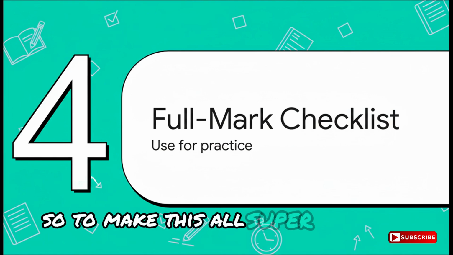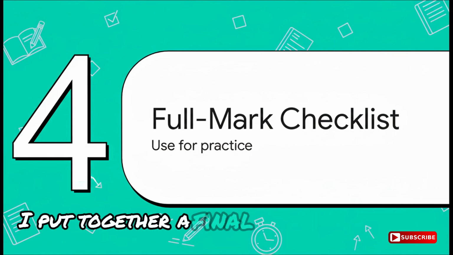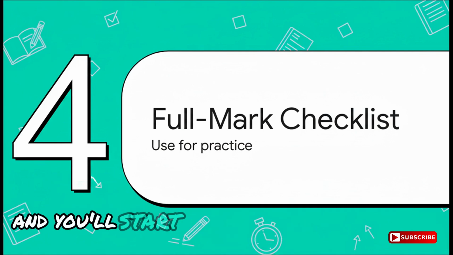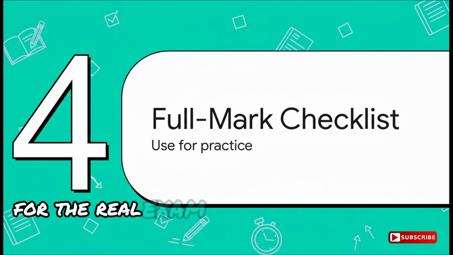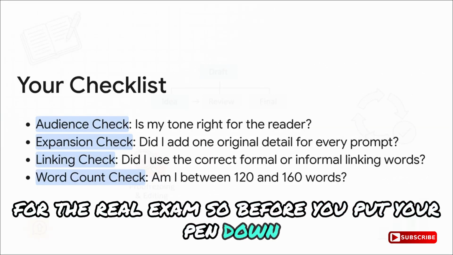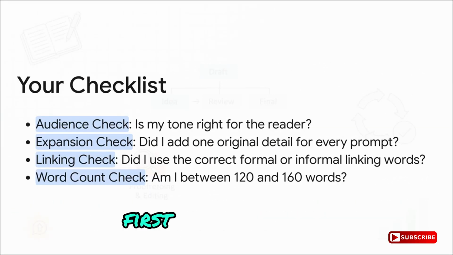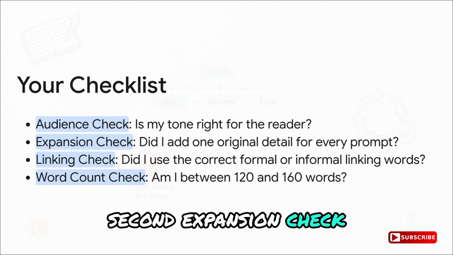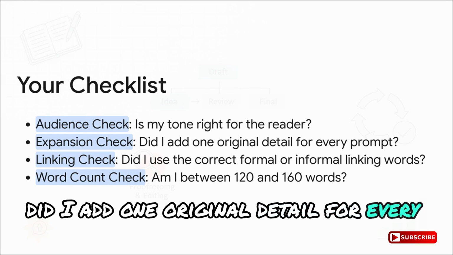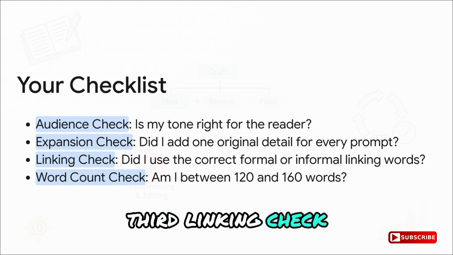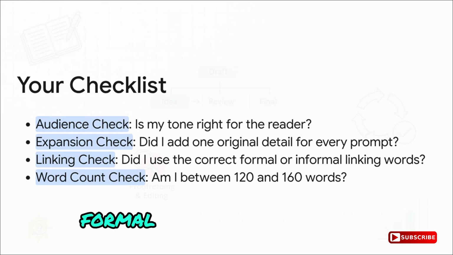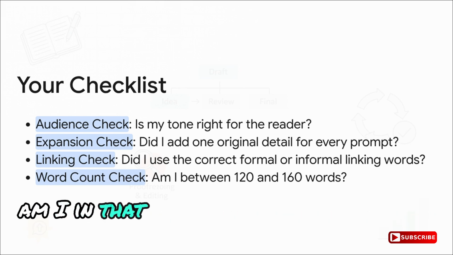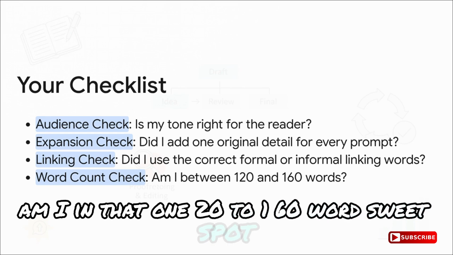So to make this all super practical, I put together a final checklist for you. Use this every single time you do a practice answer, and you'll start building the right habits for the real exam. So before you put your pen down, just run through this list. First, audience check. Is my tone right for this person? Second, expansion check. Did I add one original detail for every prompt? Third, linking check. Are my connecting words from the right formal or informal toolkit? And last but not least, word count check. Am I in that 120 to 160 word sweet spot?